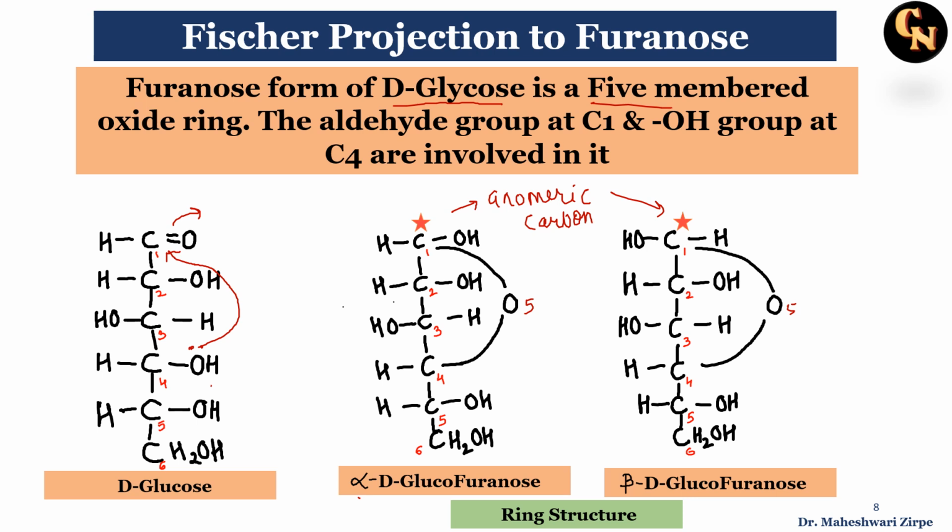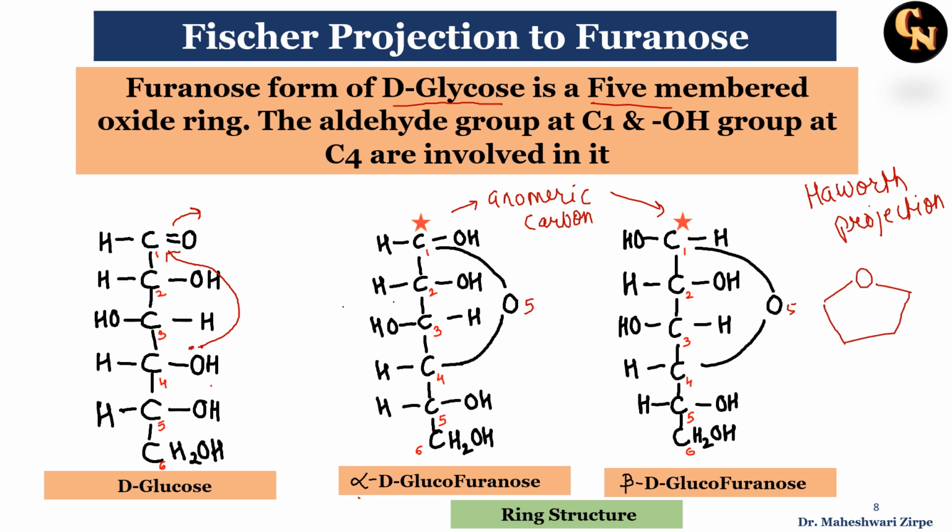Now let me show the actual Haworth projection of this. Haworth projection of both the things, let us draw. One is pyranose and one is furanose. Now in furanose you will find that the structure will be this way. We'll draw here only the Haworth projection, not the Fischer projection. Okay, those are ring shaped.